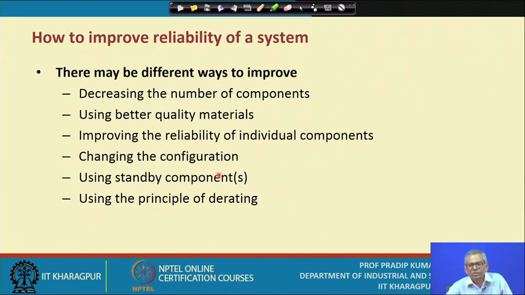Changing the configuration. That means from series, can you change it to parallel? Is it okay? If it is parallel, can you move from, say, parallel to parallel with standby components? So there are many options. Using standby components, I have already mentioned how to improve the reliability. And the last one is using the principle of derating.